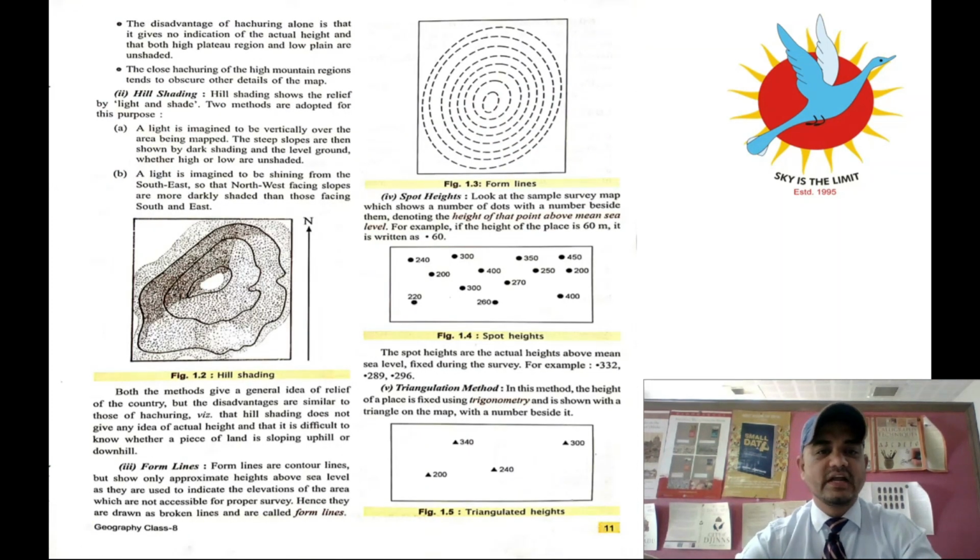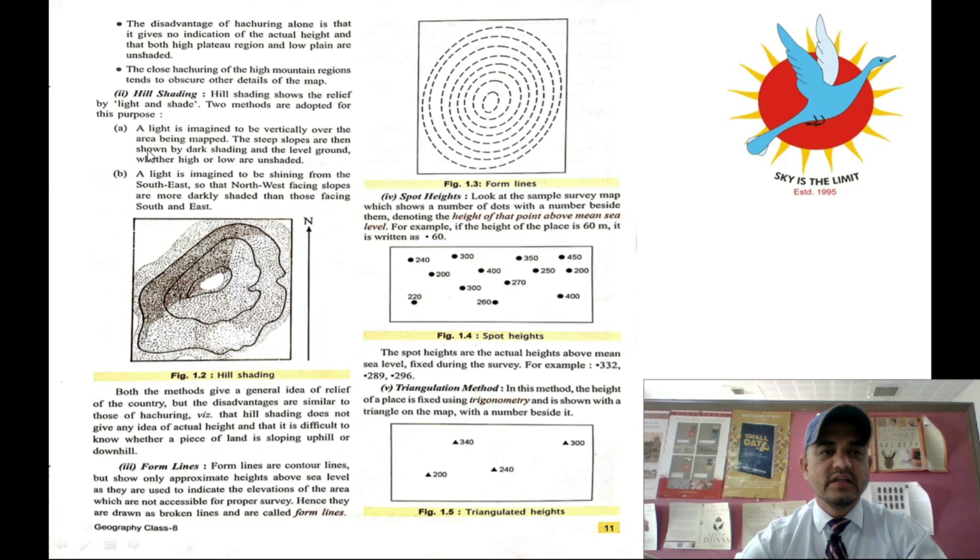The second one is hill shading. In hill shading, two methods have been adopted. In figure 1.2 you can see one side shown by a dark shade and one side shown by a light shade. What does the dark shade represent, and what does the light shade represent? The dark shade represents the steep slopes of the land area, and the light shade shows gentle slopes.